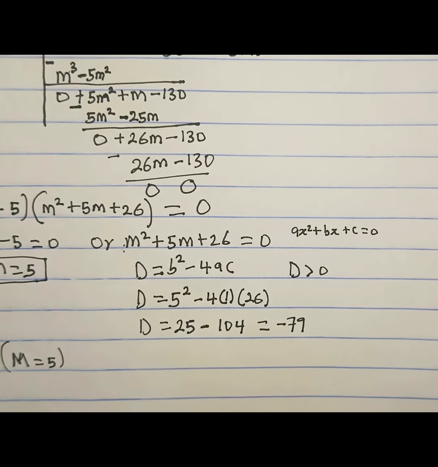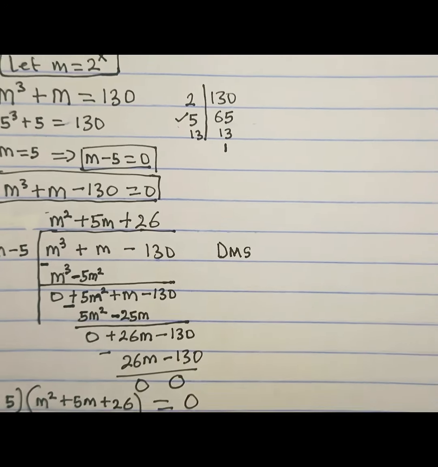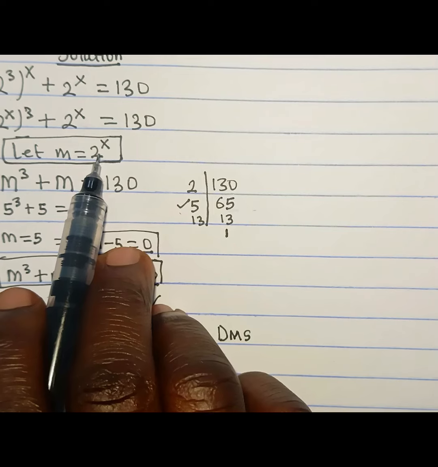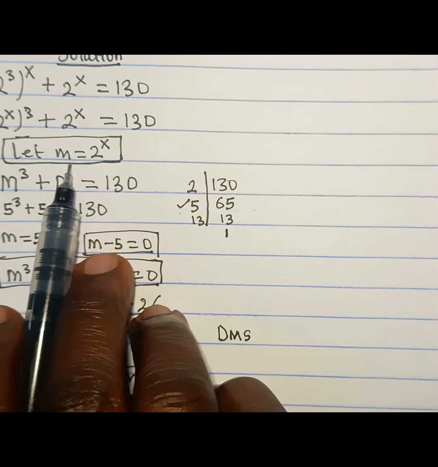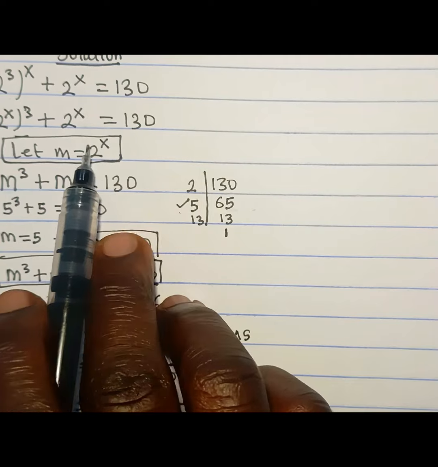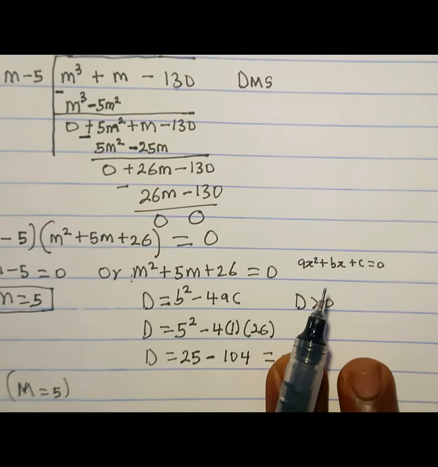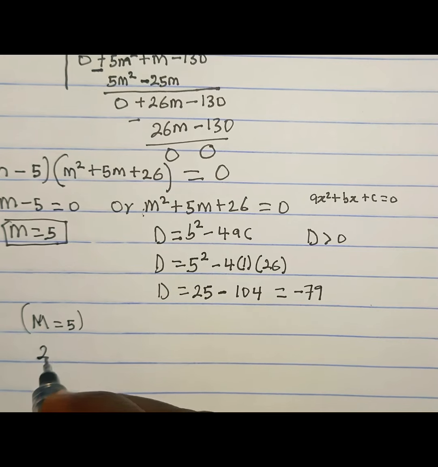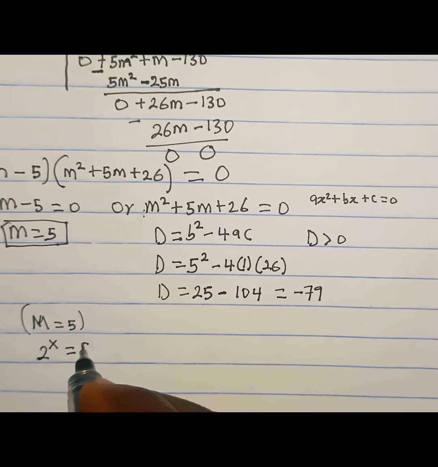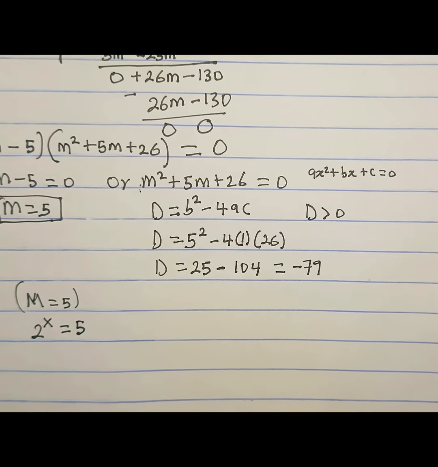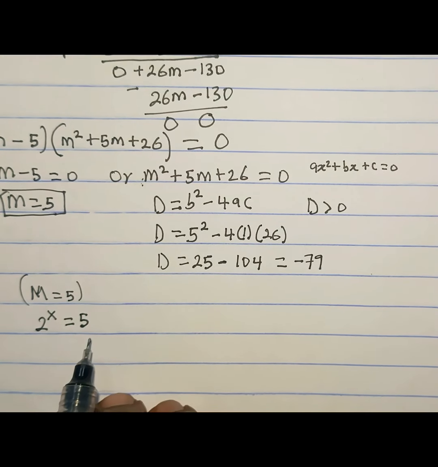Now we recall that initially we let m be equal to 2 to the power x. So anywhere we see m, we just replace it back to its normal value, which is 2 to the power x. So here that we have m equal to 5, in place of m we replace 2 to the power of x, which is the same as 5. So now, to solve for the value of x, we have 2 to the power x equal to 5.